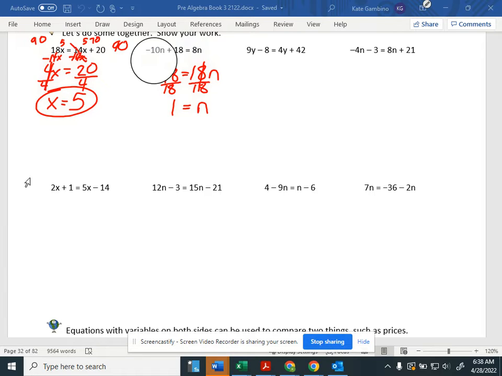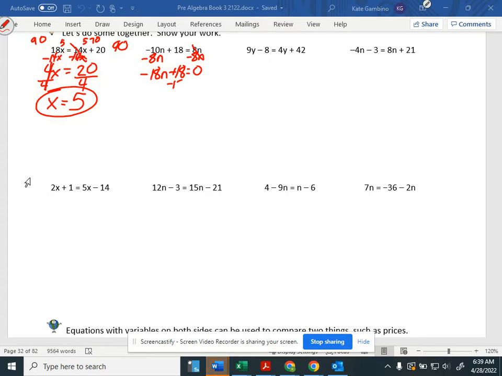Now I told you we could do it backwards, so we don't end up with 1 equals n. Maybe we want it to read n equals 1. So in that case, we want our n on the left side of the equal sign. So we're going to do our opposite operations. Positive 8 minus 8 cancels out, so that would be a 0. Then we have negative 10 plus negative 8 is negative 18n plus 18 equals 0.